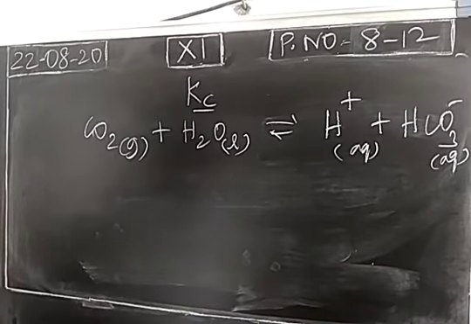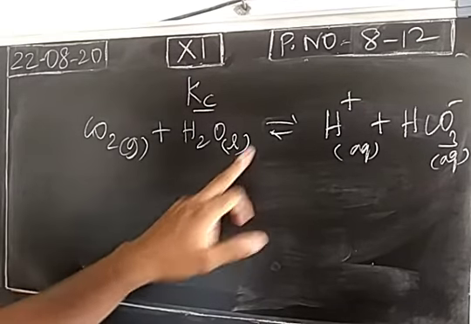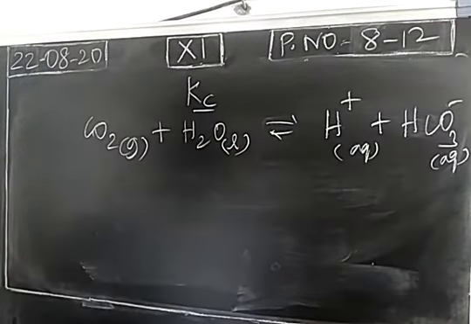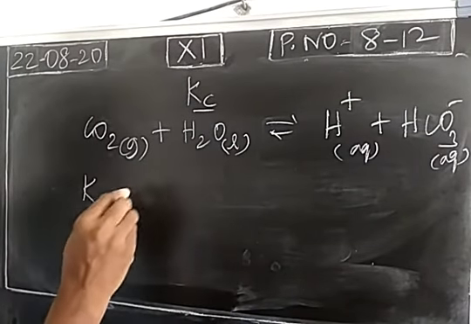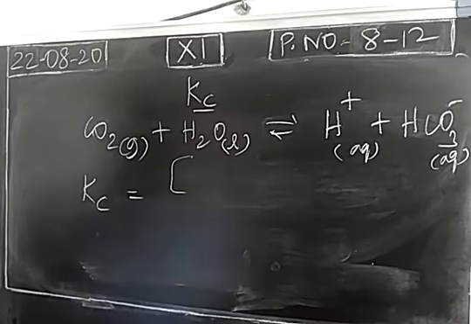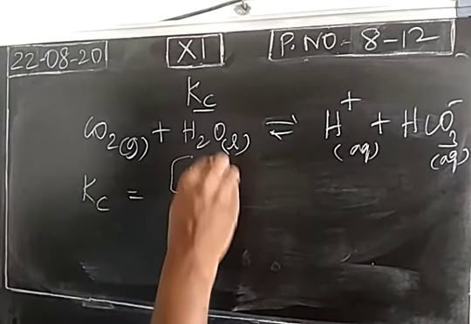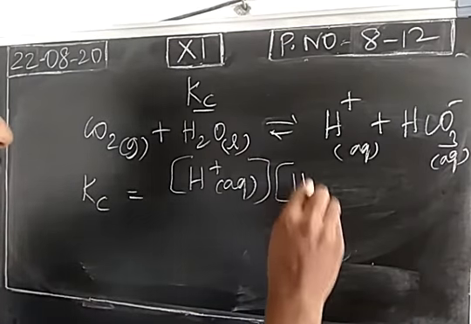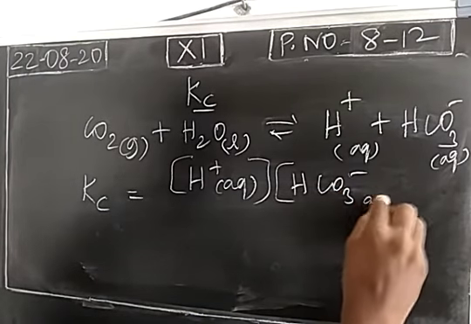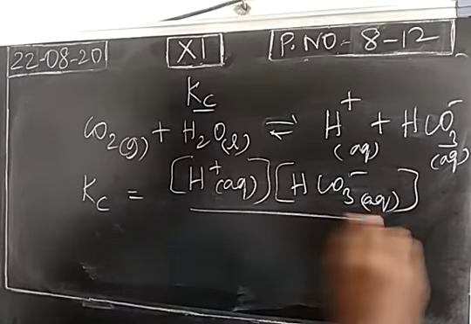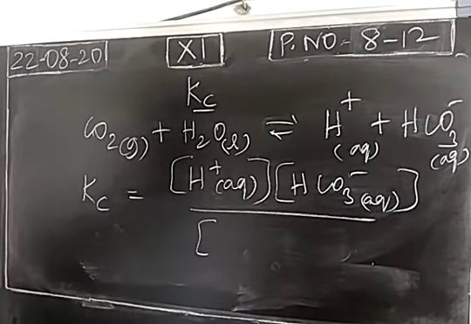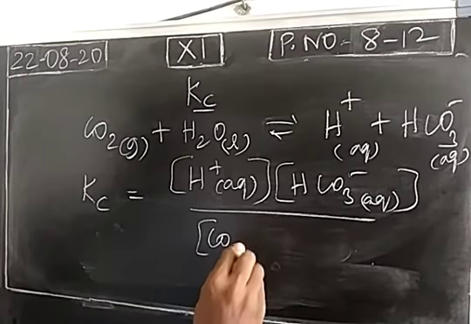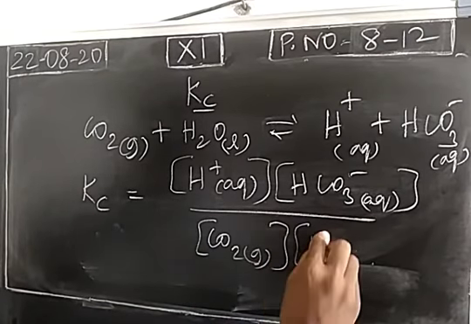So this is an example of heterogeneous equilibrium reaction, because the reactants and products are in the different phases: gaseous phase, liquid phase, and solution form, aqueous form. So write equilibrium constant. As usual, in the numerator we write the concentration of products, H plus, aqueous solution. Next, one more product is bicarbonate ion, concentration of bicarbonate ion, and its nature is aqueous. In the denominator we mention the concentration of reactants. We have carbon dioxide gas and liquid water.